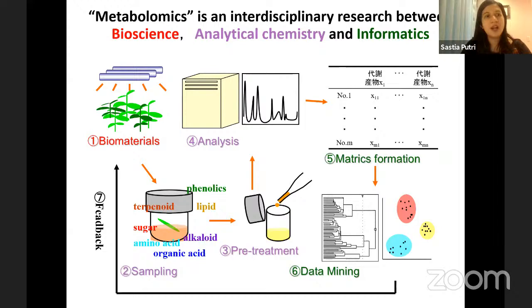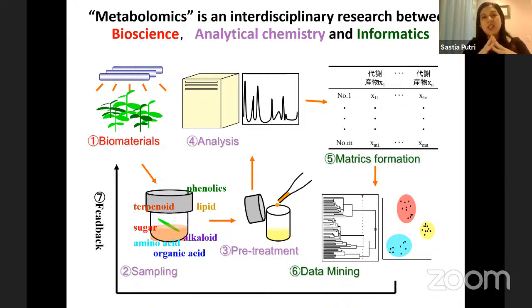We could choose the biomaterials ranging from microbe to human samples. And of course, depending on our study design, what kind of metabolites we would like to extract, we have to select appropriate chemical solvents for the extraction. And in this case, we need a good knowledge of organic chemistry. And then once we already have our extract, we will subject the extracts for analysis.